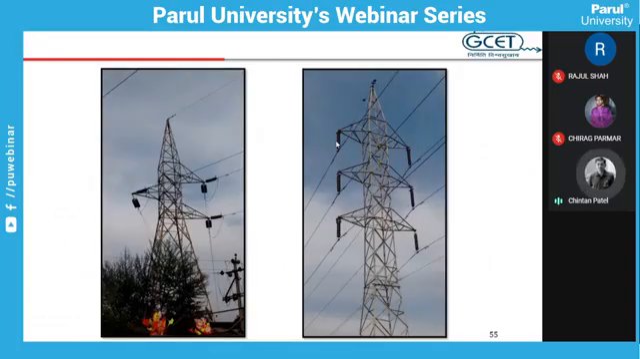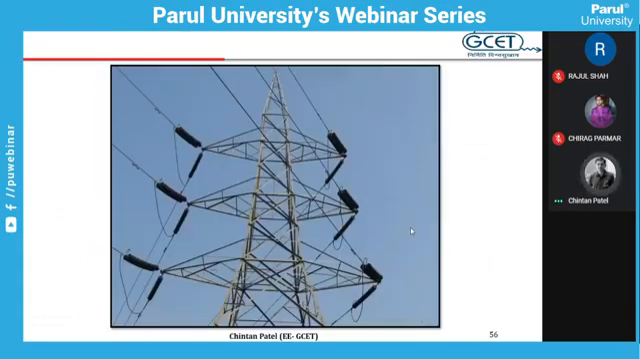Now compared to earlier, the number of discs is more. You can see the number of discs is more, and the shape and height of the tower is also more than the previous slide. So this is certainly one step ahead of 66 kV, and one step ahead is the 132 kV transmission line. So this is the 132 kV transmission line.